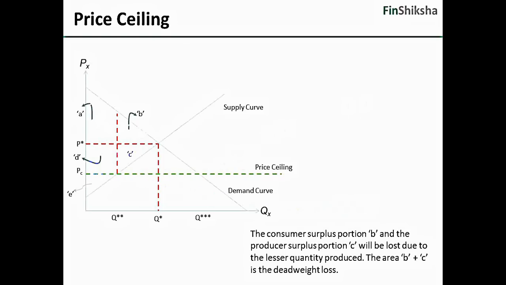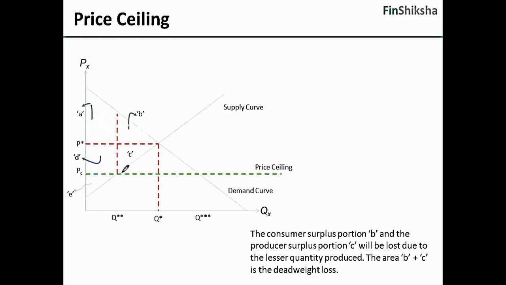Now the consumer surplus portion of B and C. So what effectively ends up happening is that the trade happens here. The rest of it is never given because sellers will only give quantity Q double star and hence buyers will have to stay with this quantity. If buyers will have to stay with this quantity and PC is the price at which goods are being bought, you will note something interesting happening.